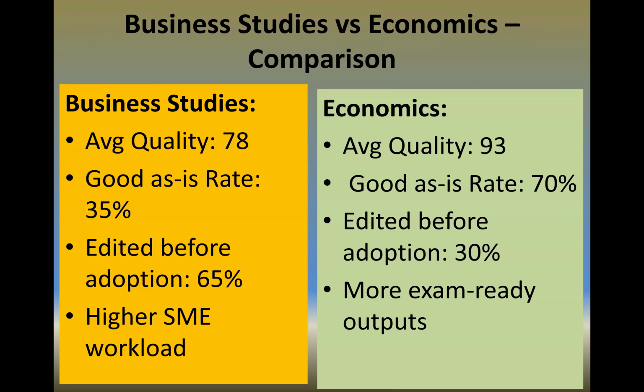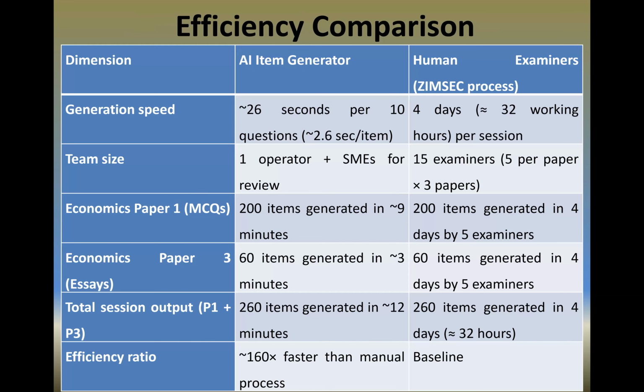And I'll move on to the issues of efficiency. With AI generation, the 5-year cycle for economics took 12 minutes. It was 260 items needed for economics at A level in 12 minutes. But in our case, as ZIMSEC, we normally have four days to generate these items, and these items are done by 15 examiners, 5 for each of the components in economics, and they'll then go into the next stage of doing the verification and the moderation of these items until they are banked. So we're comparing 4 days versus the 12 minutes that we achieved here, giving us an efficiency of about 160 times faster, which for us as ZIMSEC could yield significant cost and time savings if we adopted AI generation in item development.